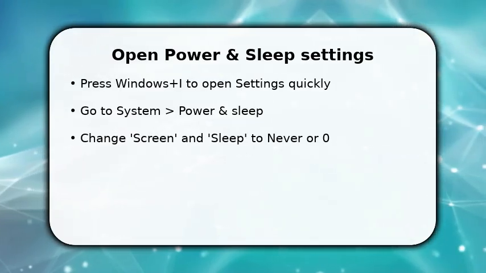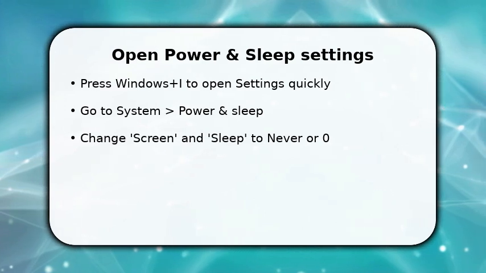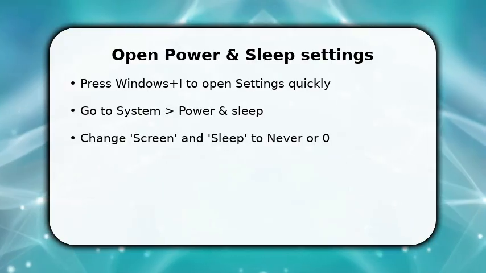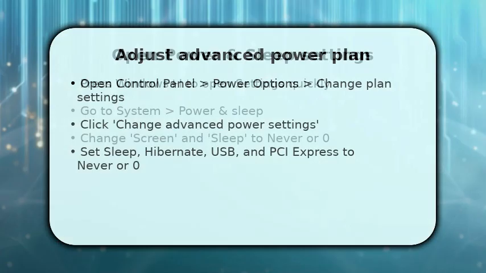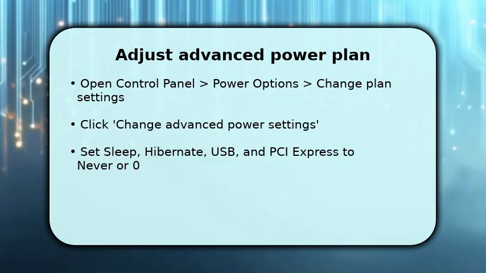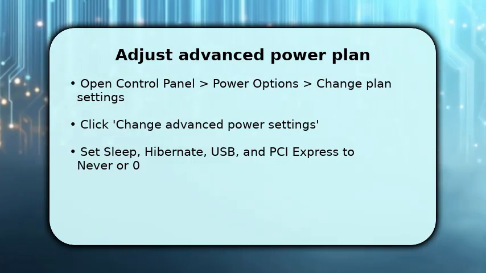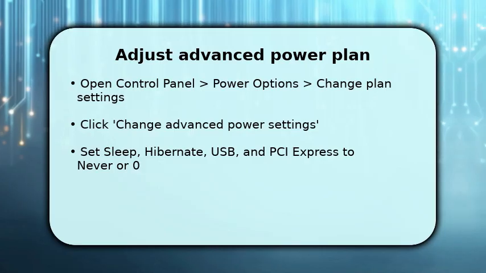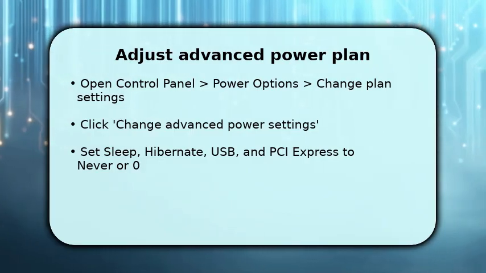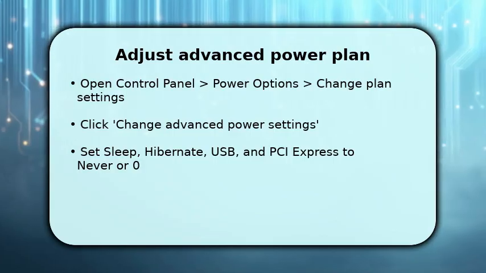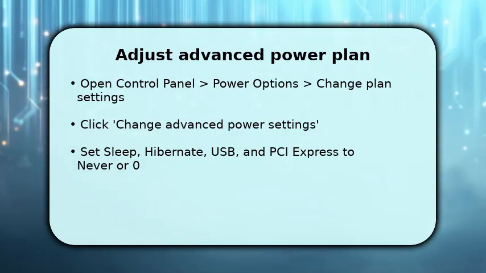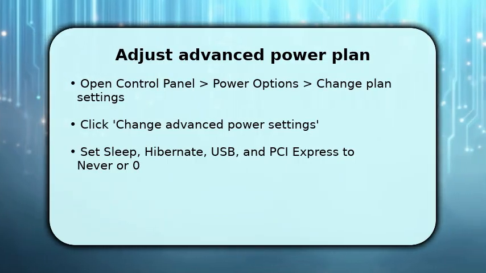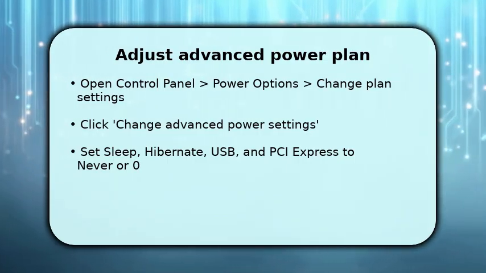Next, we adjust advanced options to stop deeper idle timers and connected standby. Now you dive into the advanced power plan. Open Control Panel and go to Power Options, then change Plan Settings and select Change Advanced Power Settings. Expand Sleep. Set Sleep After and Hibernate After to Never or 0 minutes. Also disable Allow Hybrid Sleep. Under USB Selective Suspend and PCI Express Link State Power Management, choose Disabled or Maximum Performance. Once done, apply and save.